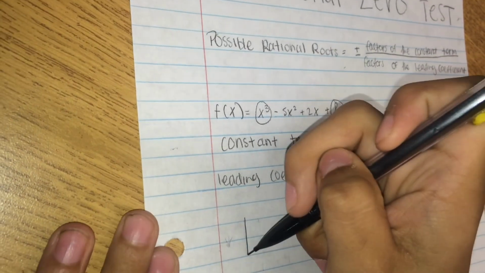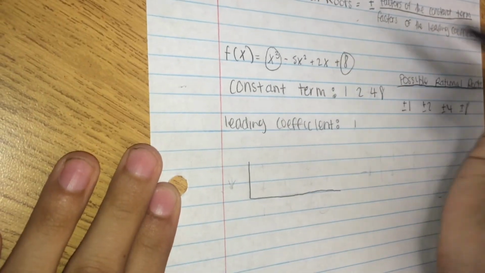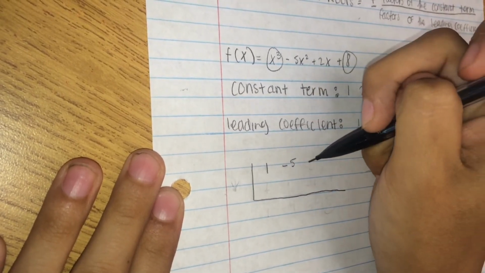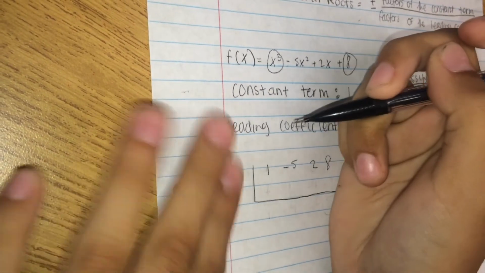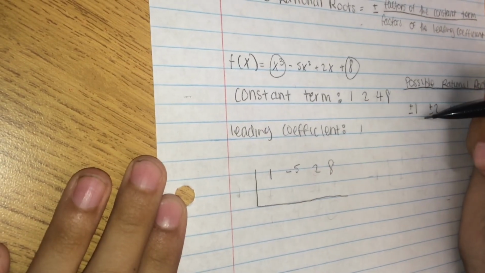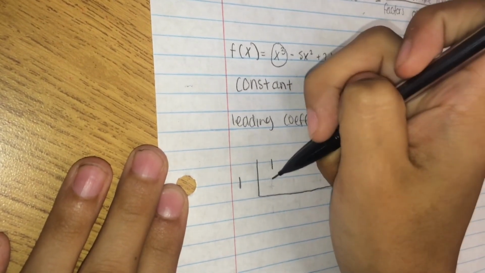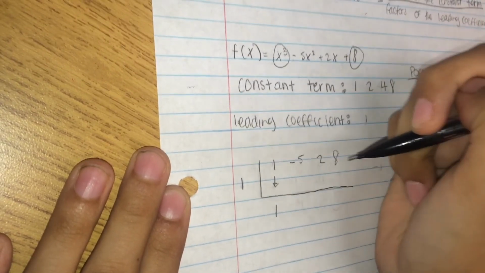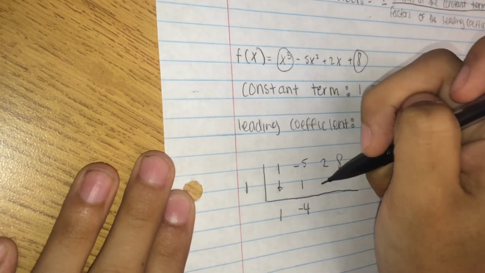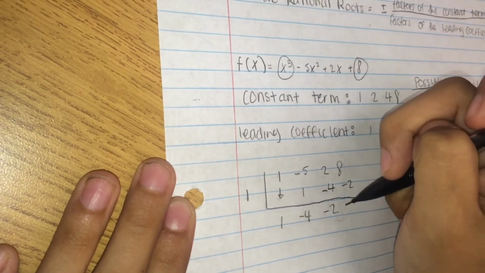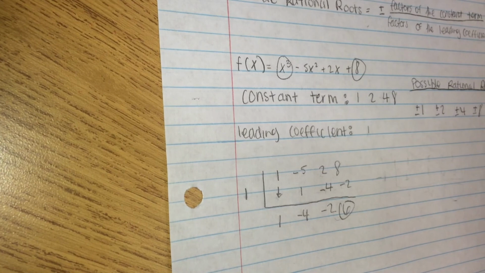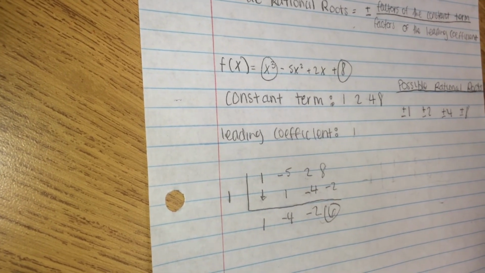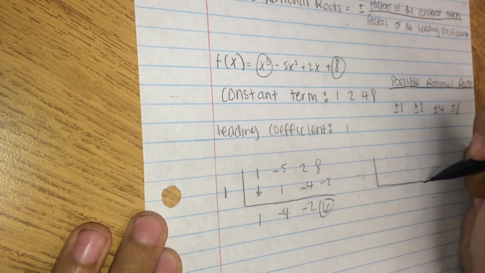So you set up the synthetic division and you bring down the coefficients. So we're going to use positive 1 for now. Just going to test it out. Okay, we're left with a remainder of 6. So we know that x equals 1 is not a 0 of f of x, and we just keep testing until we find one.